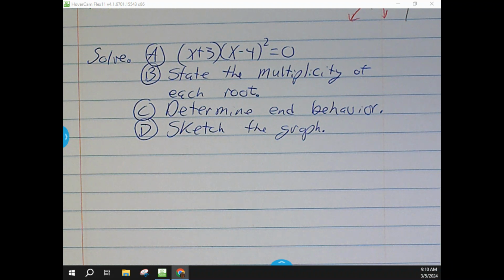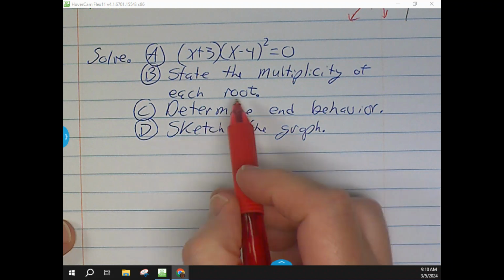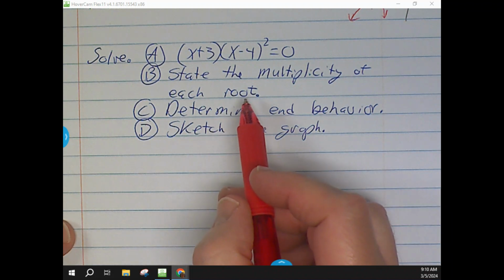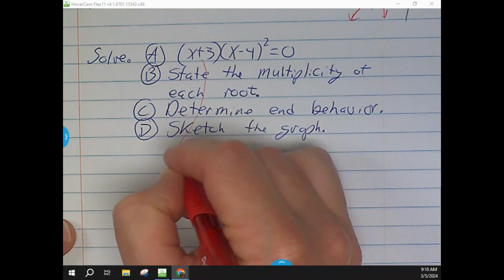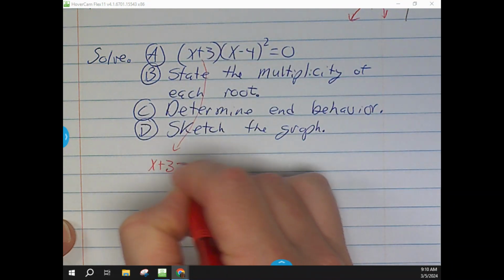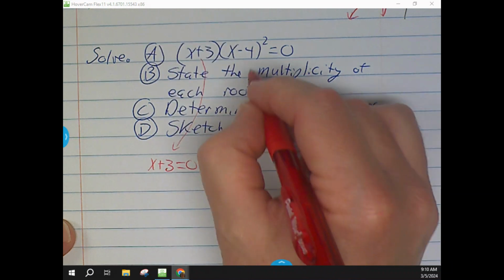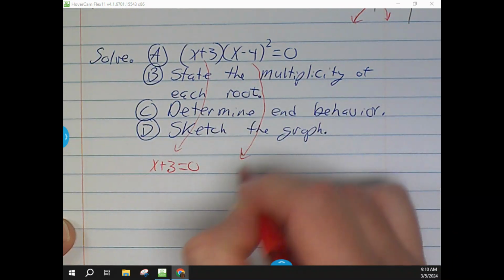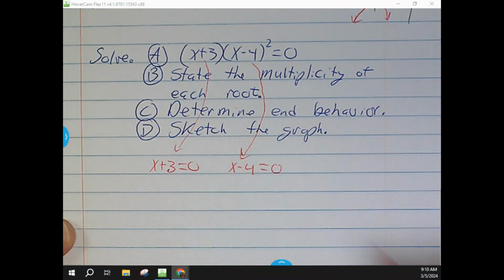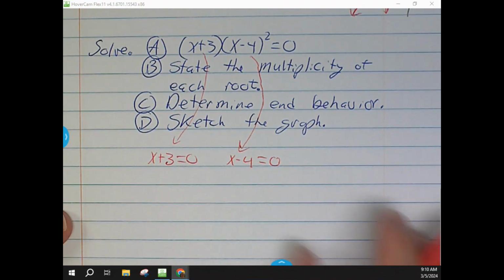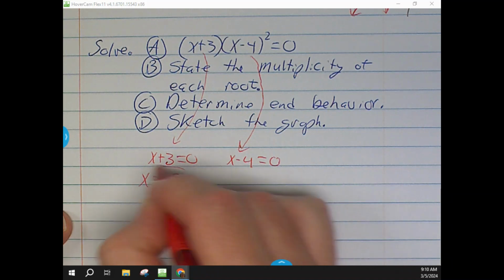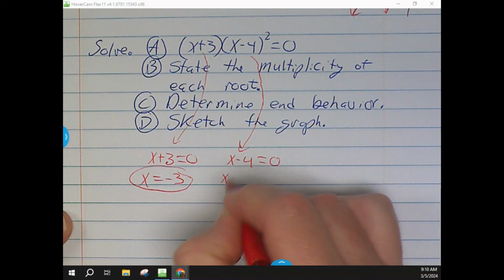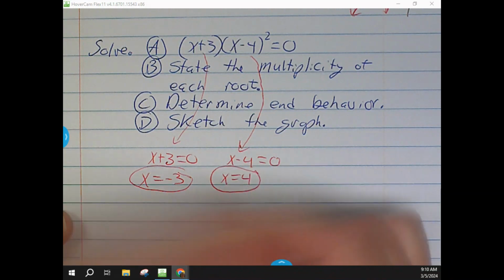Okay, so if it's already in factored form, finding the solutions, finding the roots, finding the answers, whatever they're going to tell you to solve, should be really easy. You're just going to take this x plus 3 and set it equal to 0. Then we'll do the same thing with the x minus 4, set it equal to 0. Okay, so this one we subtract 3, so we get x equals -3. This one we add 4, so we get x equals 4.